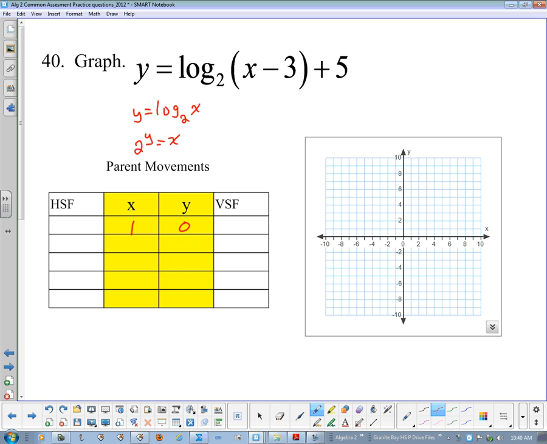2 to the 1, 2. 2 to the negative 1, 1 half. There's no vertical stretch. There's no horizontal stretch. You don't have to worry about it. But we do have an h, k. Our h, k at this point is going to be (3, 5). (3, 5), put an X there.